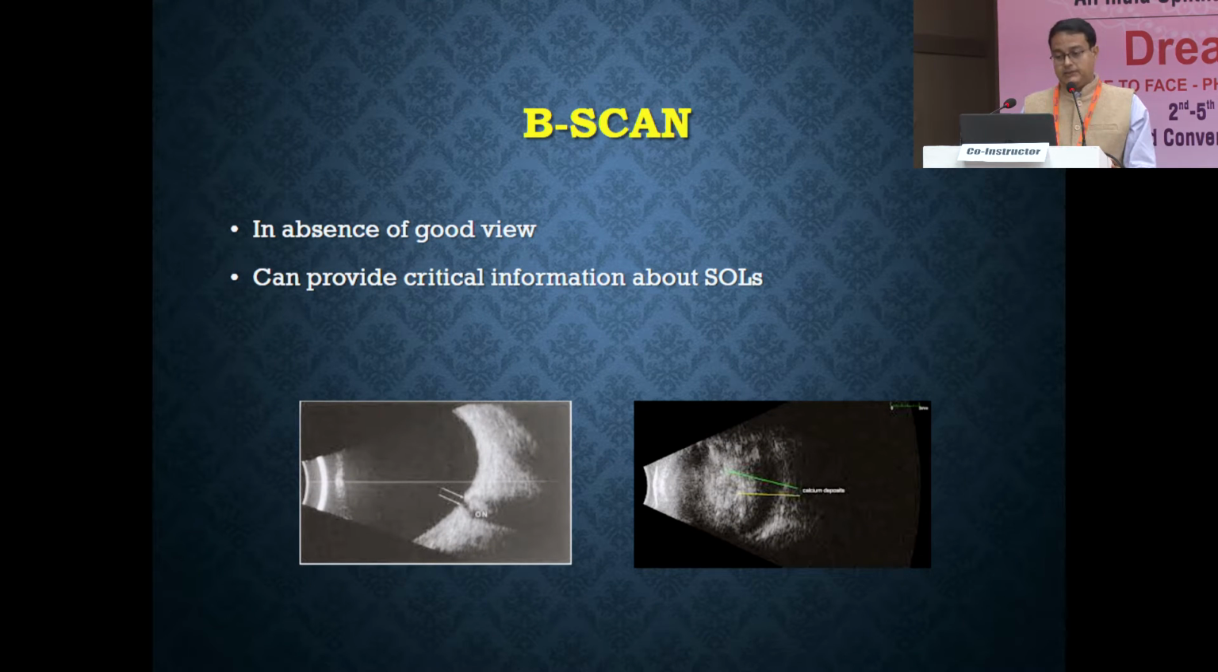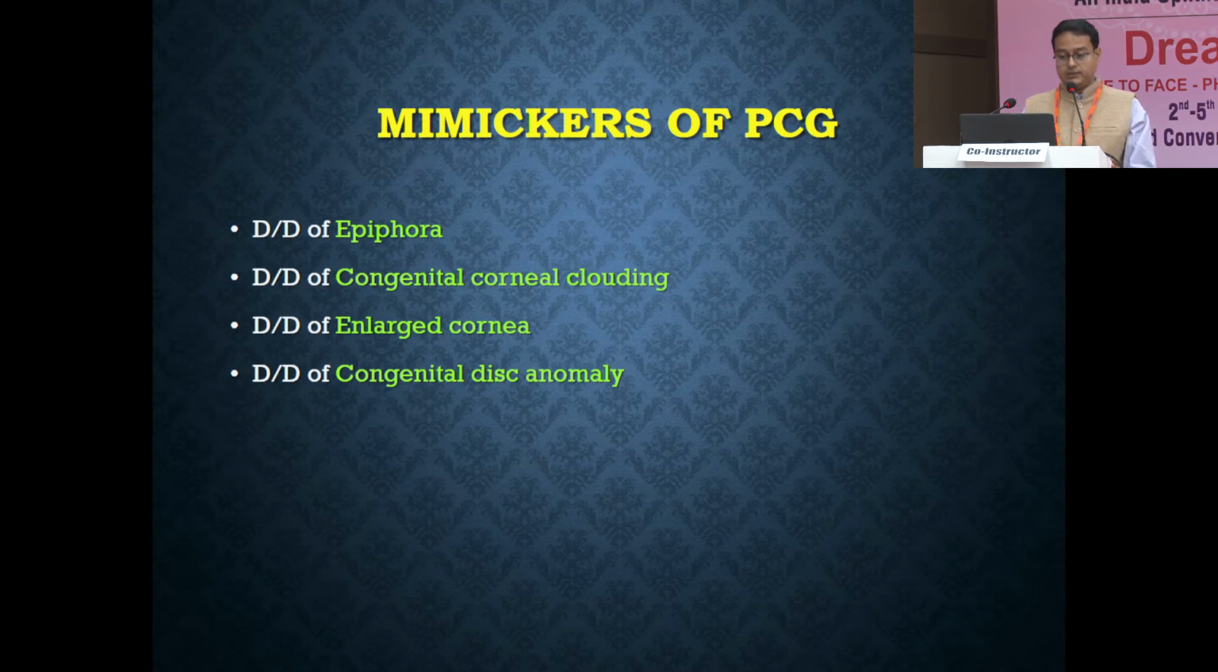Now, B-scan is to be advised in the absence of a good view, and very importantly, it can provide critical information about SOLs, and there have been misdiagnoses where retinoblastomas have been misdiagnosed as primary congenital glaucomas. So whenever there's a hazy cornea, we should always go for B-scan. Now, coming to the second part, what are the mimickers of primary congenital glaucoma?